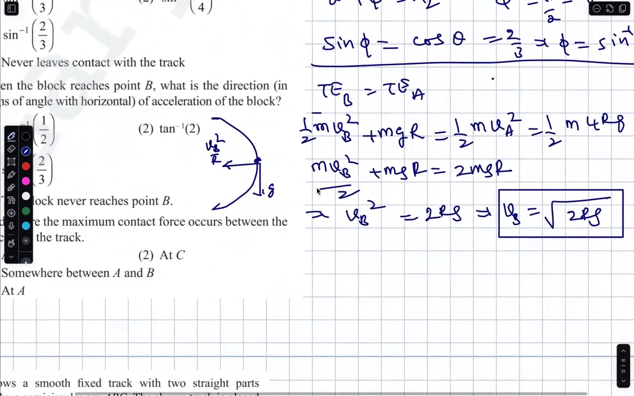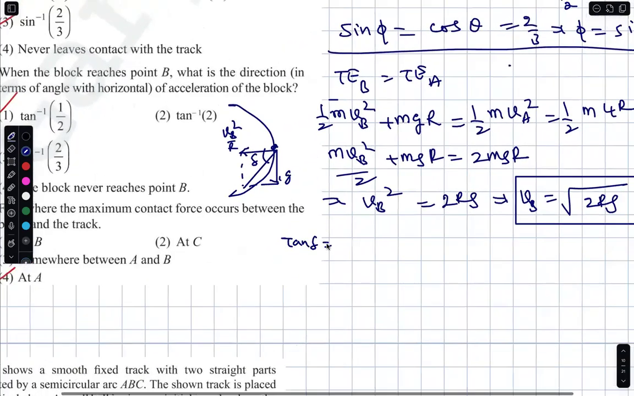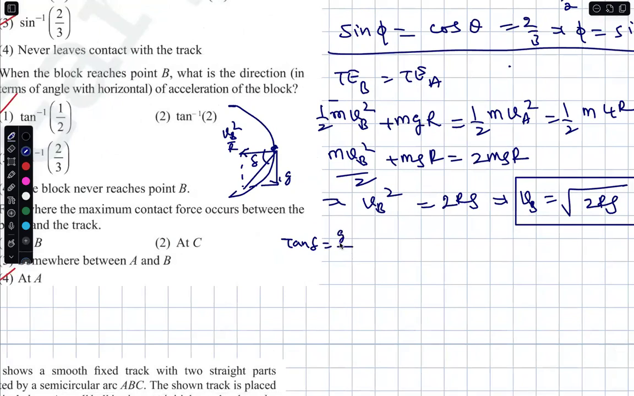Yesterday also I have discussed this question. You want the angle with the horizontal. Let this be some delta. I used phi already. So tan delta is the angle answer. Tan delta is G by VB square by R. Can you please tell me what is VB square by R? VB square by R is 2G. So delta is tan inverse 1 by 2.